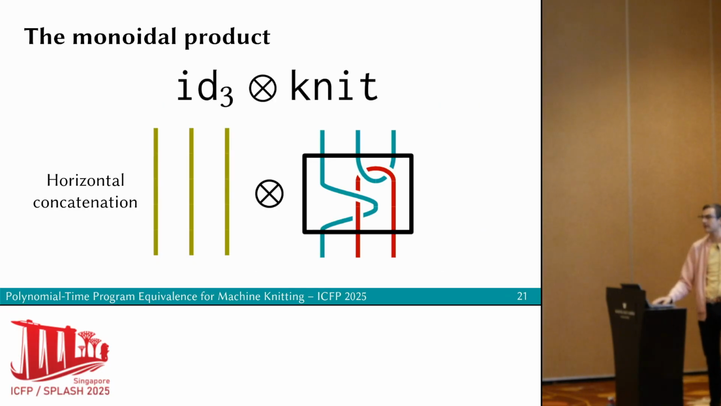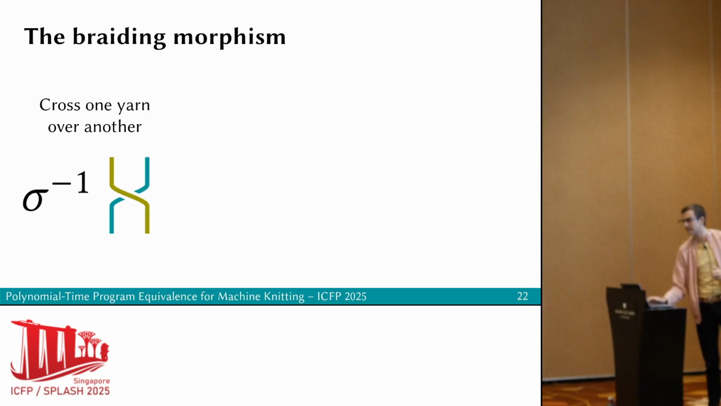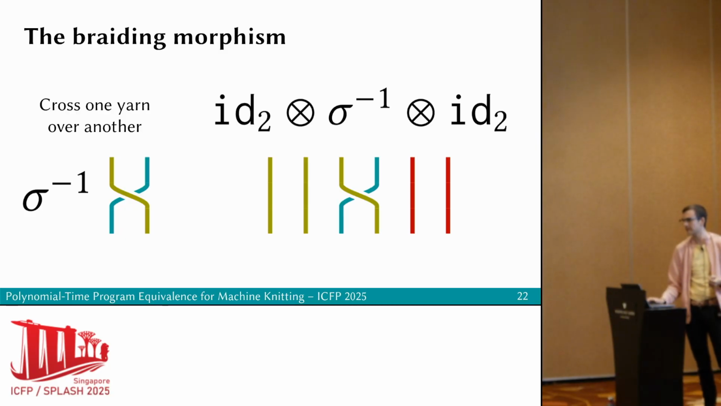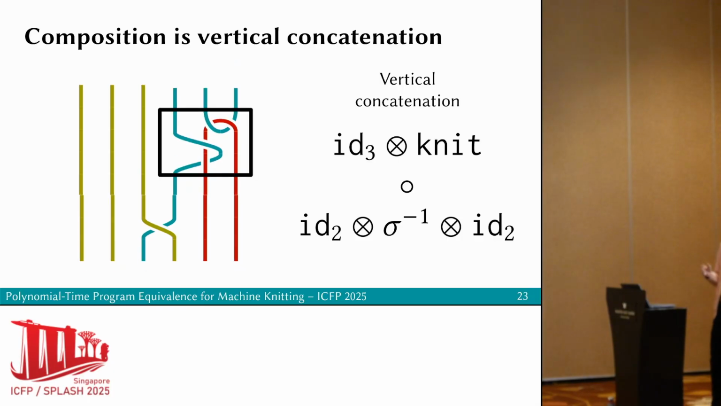We draw the monoidal product as a horizontal concatenation. So given any two diagrams that represent morphisms, their monoidal product is just those two diagrams next to each other. They're being knit in parallel. And then there's this braiding isomorphism that crosses one yarn over another, and its inverse is just the opposite crossing. And then here it is in the context of a monoidal product. And then finally, we can draw a categorical composition as vertical concatenation. So given any two diagrams whose yarn objects agree at the boundary, we can just compose them by pasting them together vertically. We're knitting them in sequence now.